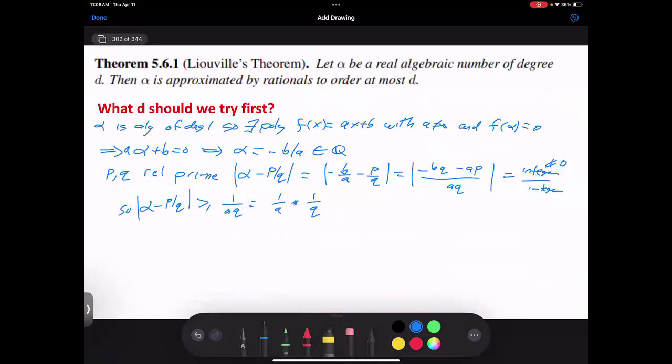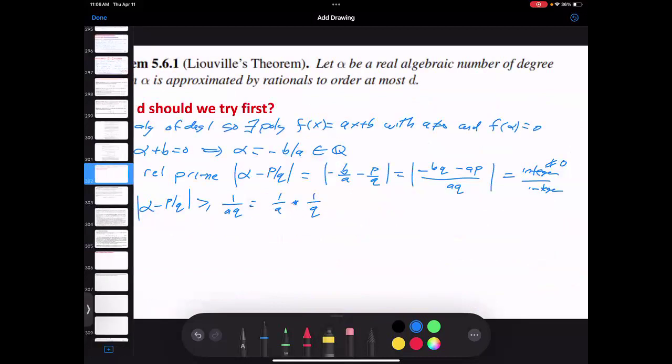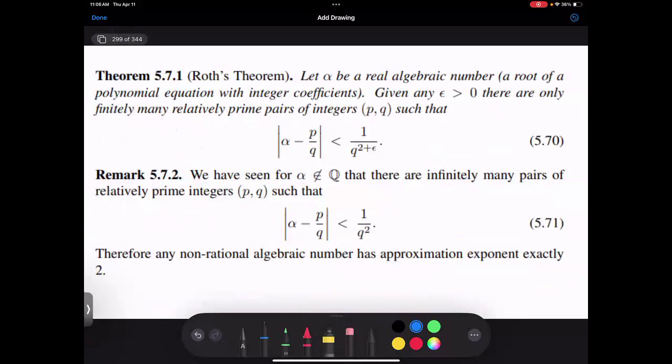And then we went to Liouville's theorem. So I think I jumped over Roth's theorem. We had Roth's theorem, which got a Fields medal, that you cannot do better than 1 over q to the 2 plus epsilon for an algebraic number infinitely often. You can do 1 over q squared infinitely often, but you can't do 1 over q squared plus epsilon infinitely often if the number is algebraic.